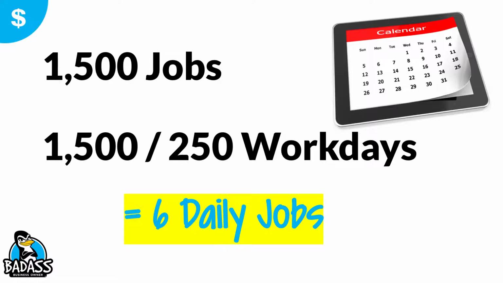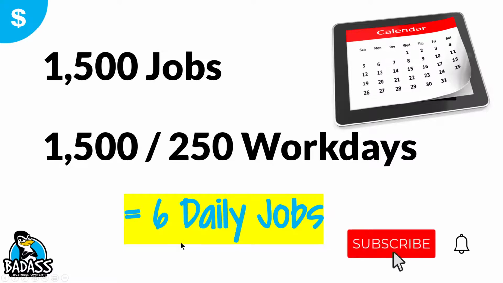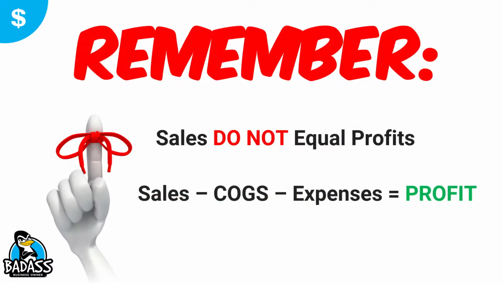It's way easier to focus on going after 6 jobs a day versus to focus on the 1,500 jobs. This number up here can be very overwhelming. This number down here feels totally doable. And that's one of the reasons why you want to break this down. So this way you know exactly how many customers you need to have.